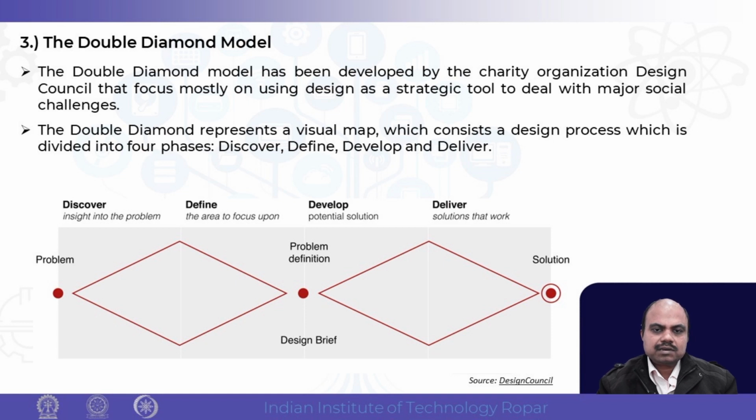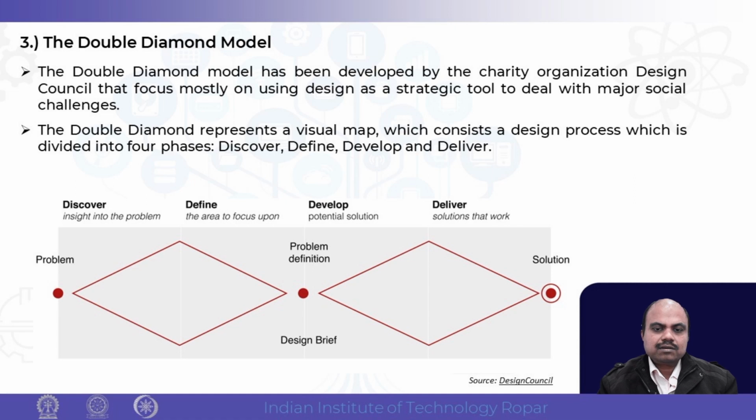The double diamond represents a social map which consists of a design process which divides into 4 phases: discover, define, develop, and deliver. So you can see this model down in this image where we discover. Discover means basically we diverge, explore, and then define, we basically converge. We define to a certain problem. And so here we are getting a design brief or problem definition.